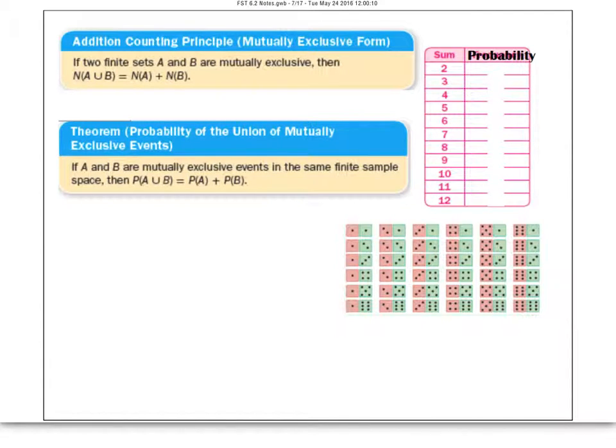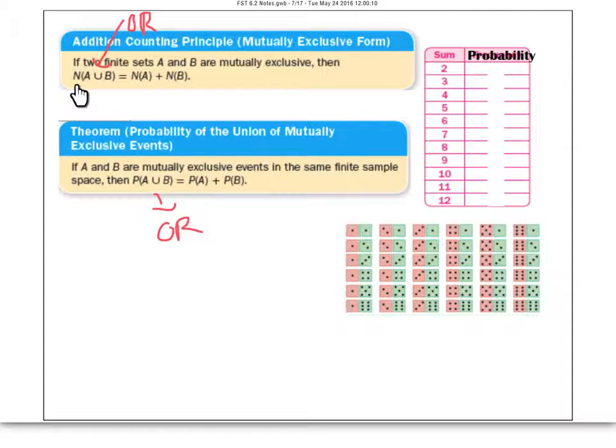Now, notation that's important to notice is this one right here. Remember the symbol. This means union. So if we're looking for a word, it means or. Again, right here in this formula, we see A union B, and that means or. So this top formula deals with the counting principle. The bottom one deals with the probability.